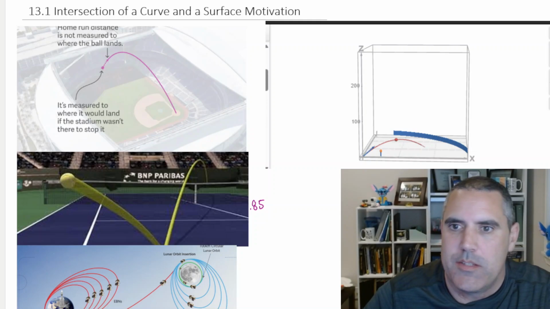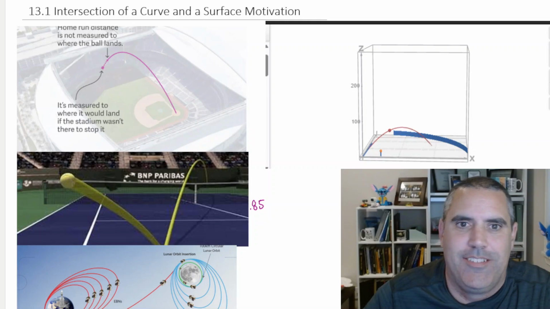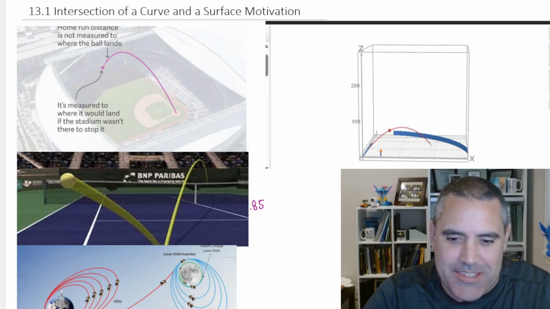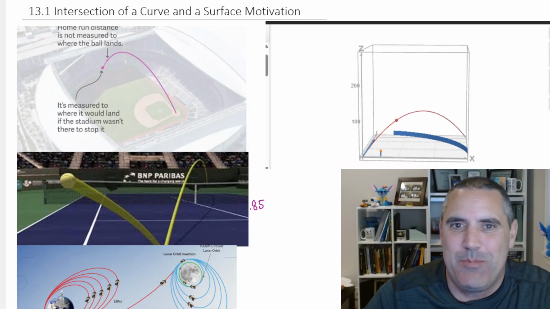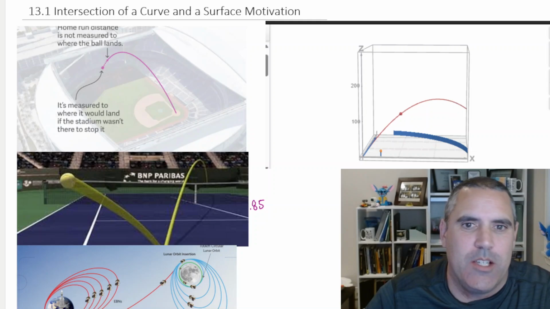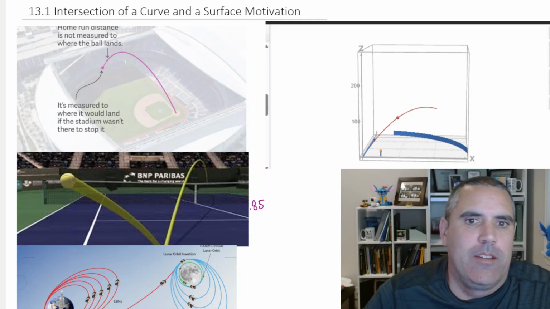I need to increase my initial angle. I need to increase my exit velo. They always talk about that in baseball. There we go. We've increased our exit velo. We work on the angle a little bit.